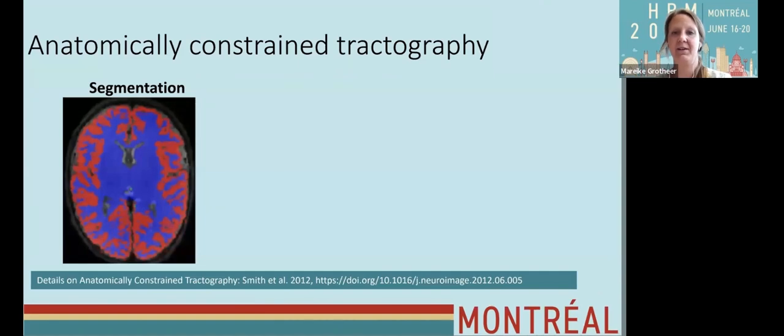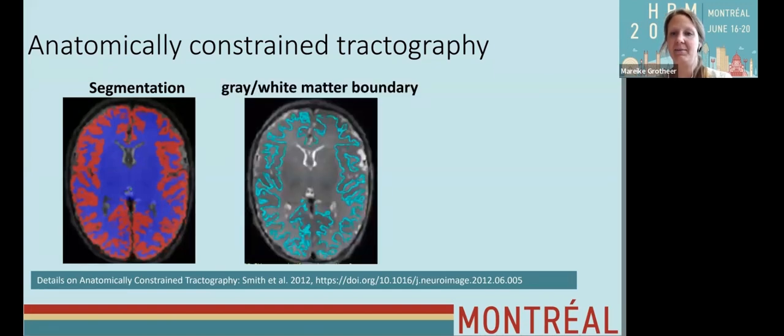For anatomically constrained tractography, we need to also collect an anatomical image of our infants, in addition to our diffusion-weighted data. In infants, this would typically be a T2-weighted image. We can then use automatic approaches like iBEAT or Infant FreeSurfer to identify the gray-white matter boundary in this anatomical image.